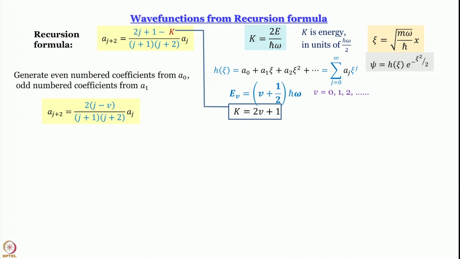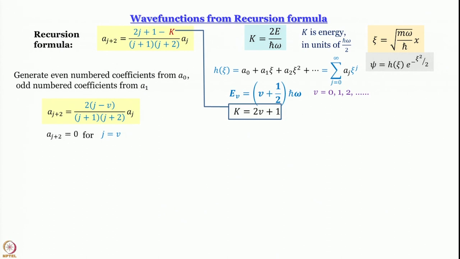What does that mean? Or what is the important observation that this leads to? It leads to an important observation that A_{j+2}, if you do it very simply, is equal to 0 for j equal to v, is it not? Just algebra. Put j equal to v, A_{j+2} becomes 0.